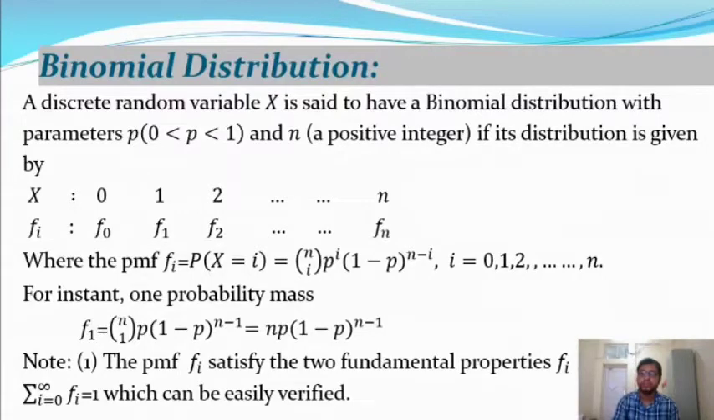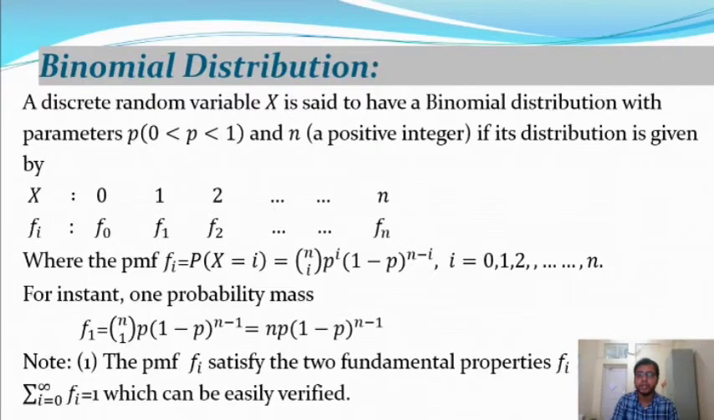The definition of the binomial distribution: a discrete random variable X is said to have a binomial distribution with parameters n and p, where n is a positive integer and p lies in the interval 0 to 1. So there are two parameters, n and p. If its distribution is given by the following distribution function, where x is equal to 0, 1, 2 and up to n.